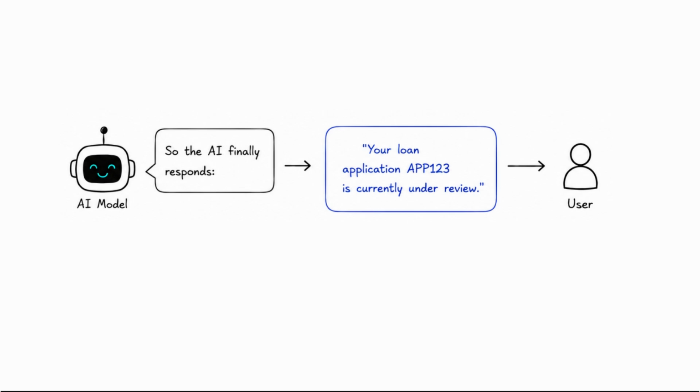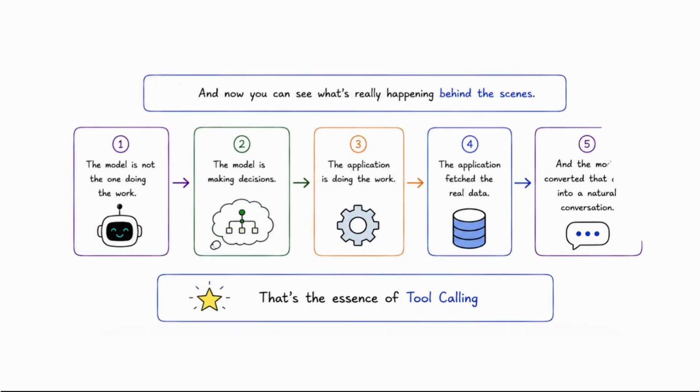And now you can see what's really happening behind the scenes. The model is not the one doing the work. The model is making decisions. The application is doing the work. The application fetched the real data, and the model converted that data into a natural conversation. That's the essence of tool calling.